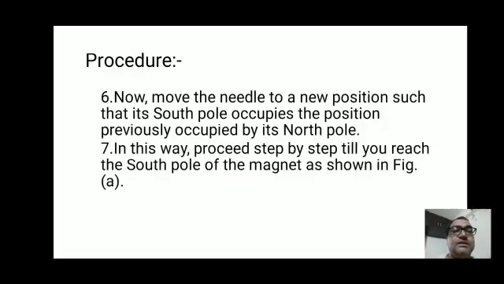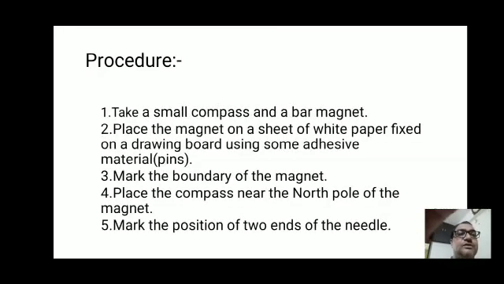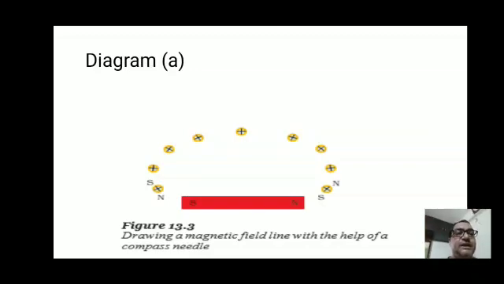Then students, sixth point: now move the needle to a new position such that its south pole occupies the position previously occupied by its north pole. Then seventh, in this way proceed step by step till you reach the south pole of the magnet, as is given in the figure. So these are the procedure steps we have to follow. Students, I will describe this with this particular diagram.